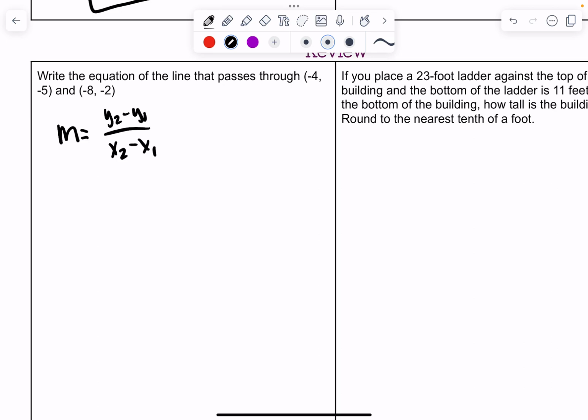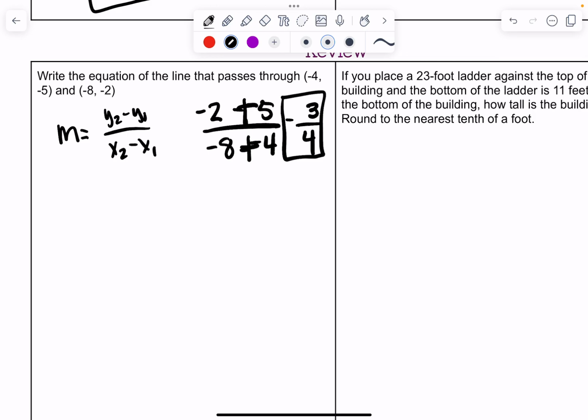So in this case, I'm going to do negative 2 minus negative 5 over negative 8 minus negative 4. So these become pluses, right? Negative 2 plus 5 is 3. Negative 8 plus 4 is negative 4. So we end up with a slope of negative 3/4. And they want the equation of a line.